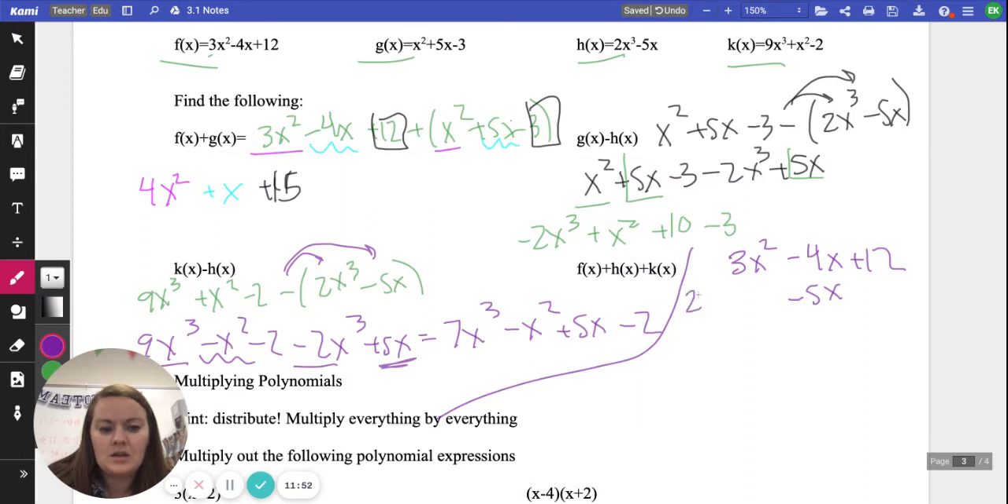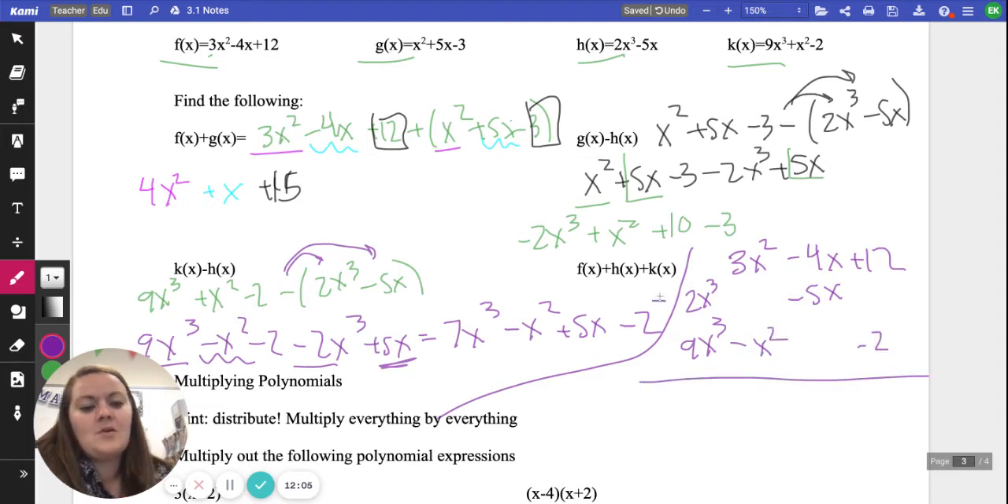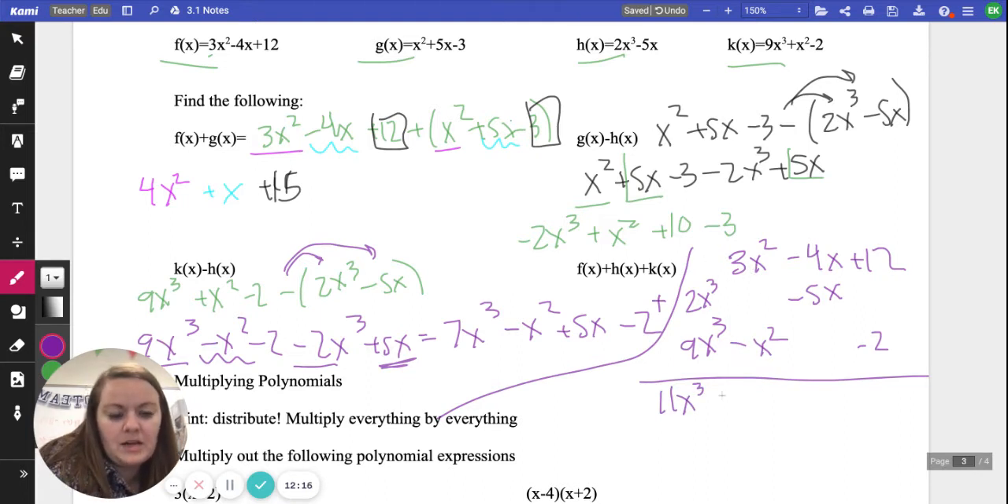And then I have 2x cubed, and here I have 0x cubed above. And then k of x, I have 9x cubed minus x squared minus 2. And we're going to add them all together. So we're just going to combine like terms. So if I add all of the x cubed up, we now have 11x cubed. And here I have 3x squared and negative x squared. So that gives me positive 2x squared. Negative 4x, negative 5x is negative 9x. And then 12 minus 2 is positive 10. And that's how you do it. That's how you add them up.